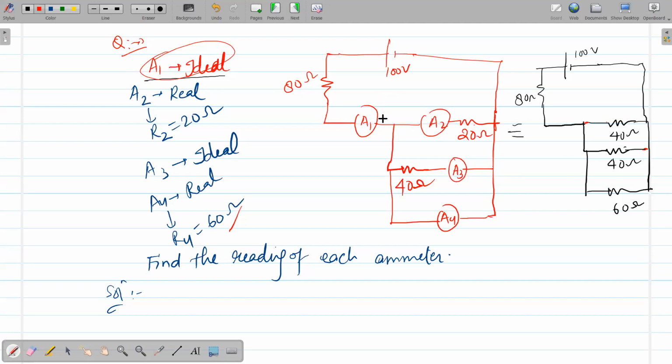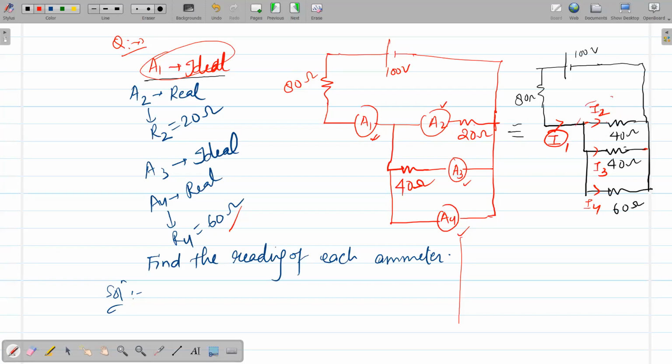Now, if you want to give the reading of A1, give this current value. If you want to give the reading of A2, give this current value. Let's say this is I2. This is I1. And if you want to give the reading of A3, give this current. And if you want to give the reading of A4, give this current. Are you getting this thing or not? Okay, good. Perfect. Now, let's solve it.